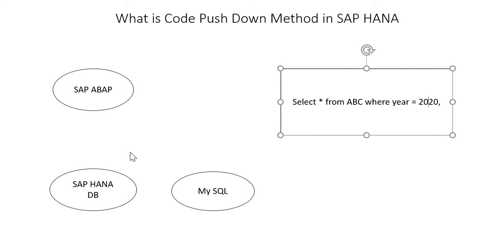So my point here is code pushdown. How are we going to do this code pushdown? Since we are using SAP HANA, we need to know some techniques for how we are going to best utilize this database.